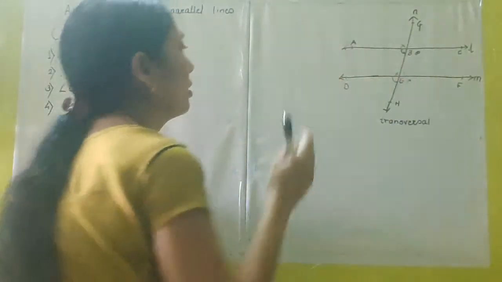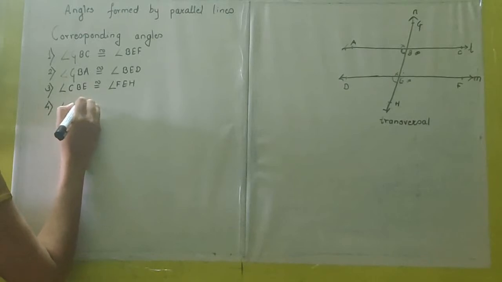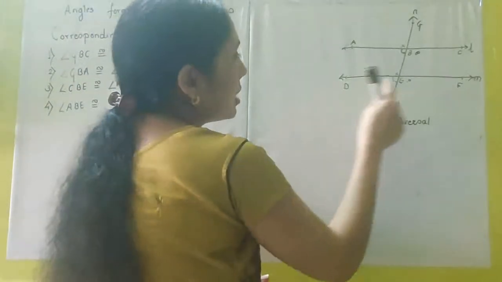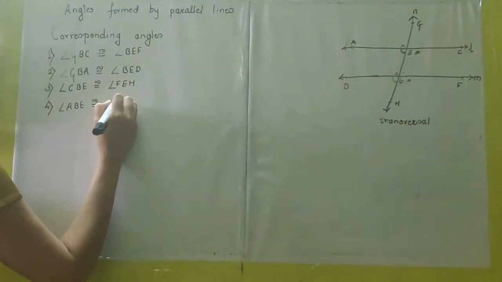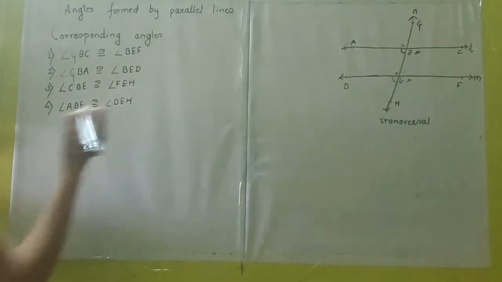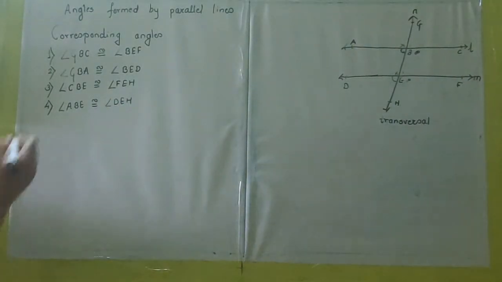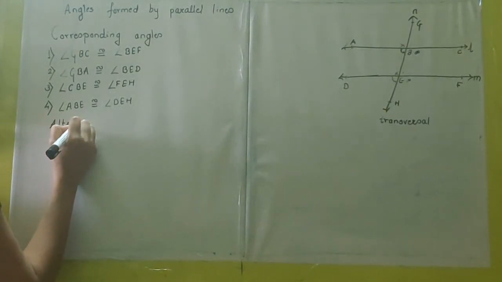And the fourth pair: angle ABE is congruent to angle DEH. These are corresponding angles. Now let's see the next, alternate angles.